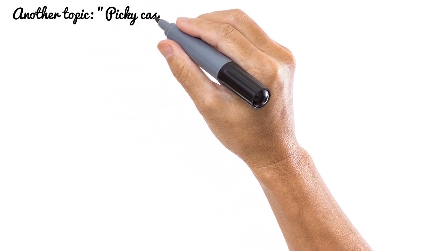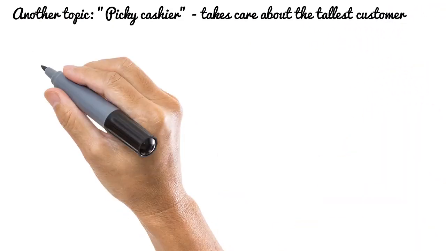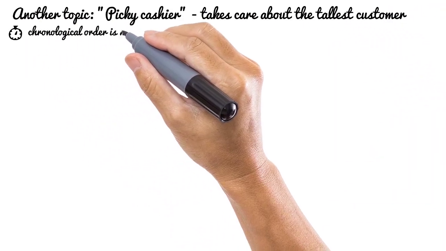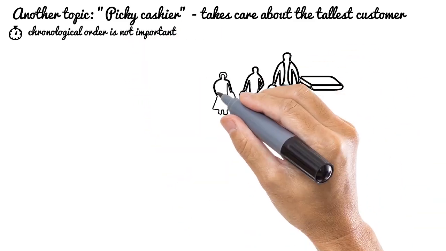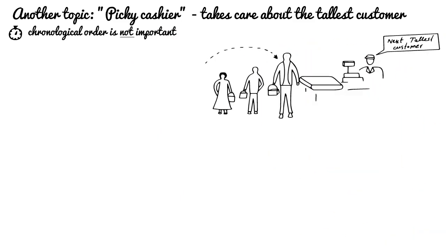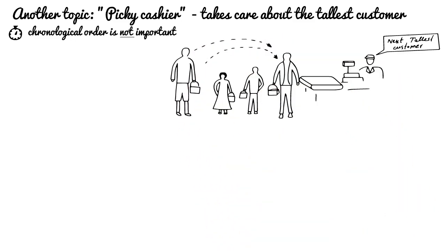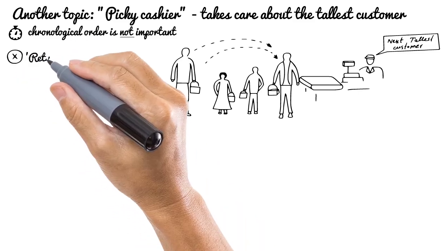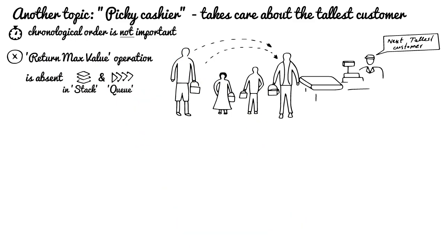But imagine strange situation that picky cashier in one store wants to take care of the tallest customer in line. And chronological order of adding customers is not important for him, but height is so important. Customers are coming. At certain point cashier is asking, who's next? And the tallest guy approaches the cashier. While cashier is working with the customer, another tall customer can be added to the waiting list. Next time cashier will ask for the tallest customer among accumulated, and so on. Operation for returning maximum number from a set is absent in Stack API or Queue API.